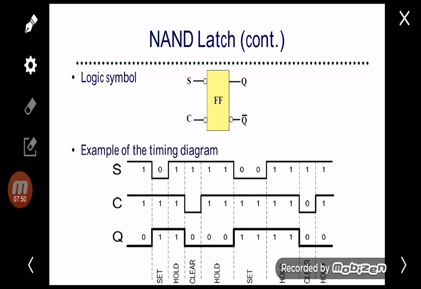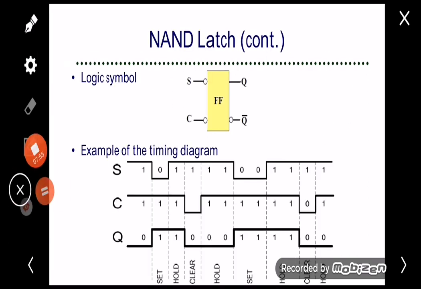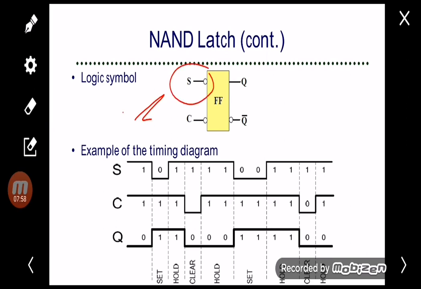Okay. So, alright. So you can see here, the NAND latch has active low input. Because we have a bubble here, it means that it is active low. So how do we get the timing diagram?